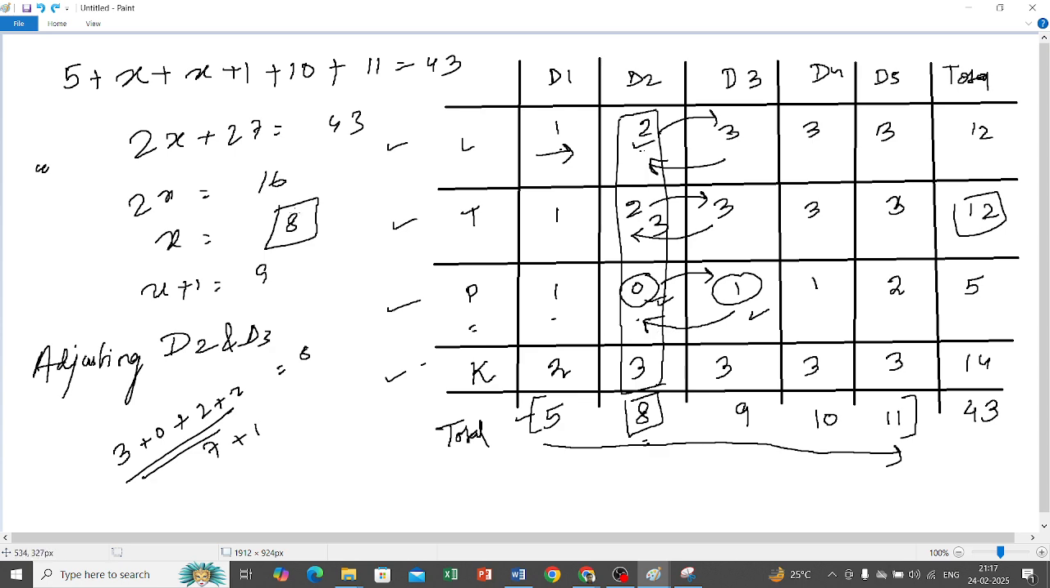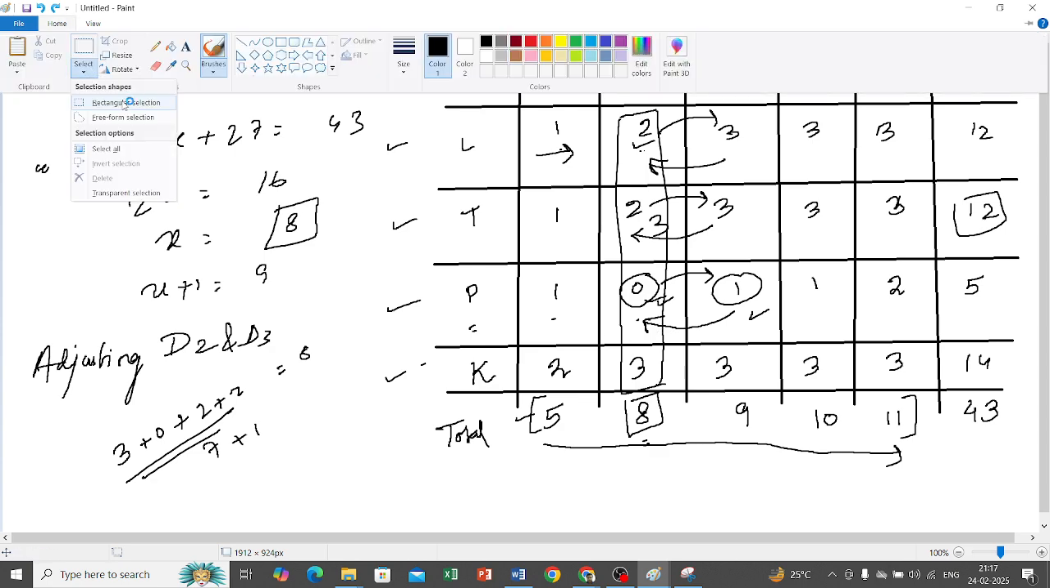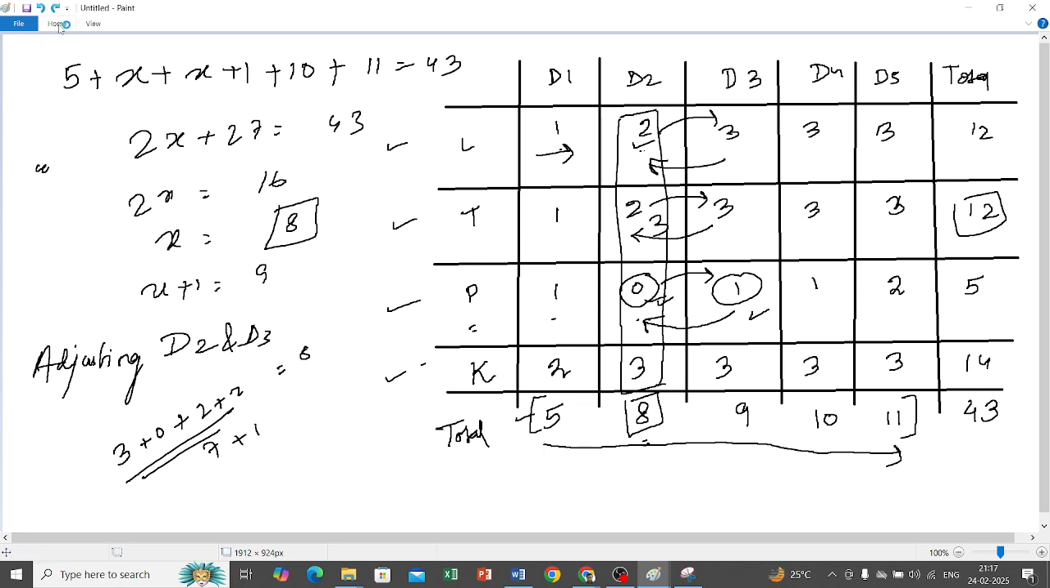So this one will be 1 and this one will be 0. Now you see all the values have been satisfied. 2 plus 2 is 4, 4 plus 1 is 5, 5 plus 3 is 8, and 3, 3, 3 is 9. Right? Now with this table, we will go to the questions.